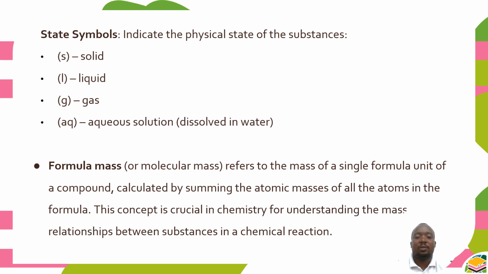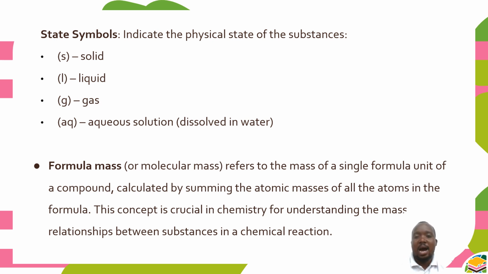In a chemical equation, we also have state symbols, which indicate the physical state of the substances: solid, liquid, gas. Small letter s for solid, small letter l for liquid, small letter g for gas, and aq for aqueous solutions. These are special solutions in which water is the solvent. So such solutions are known as aqueous solutions.